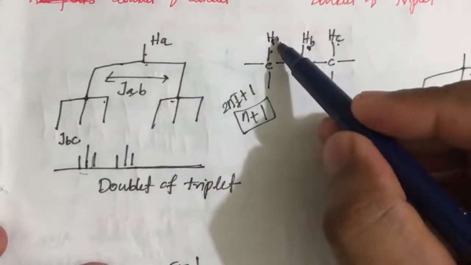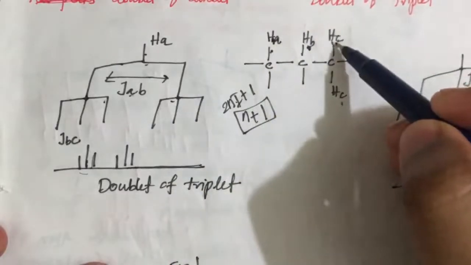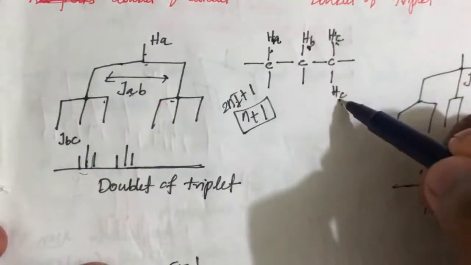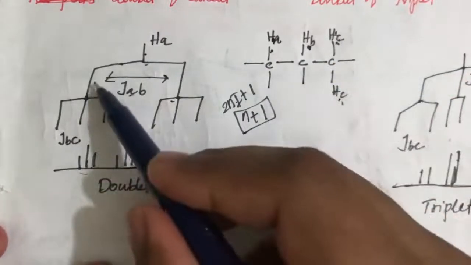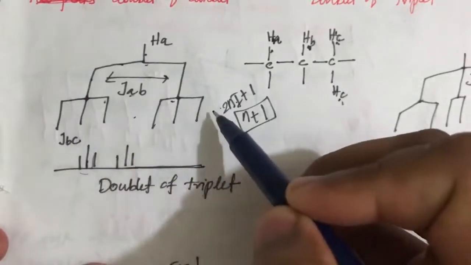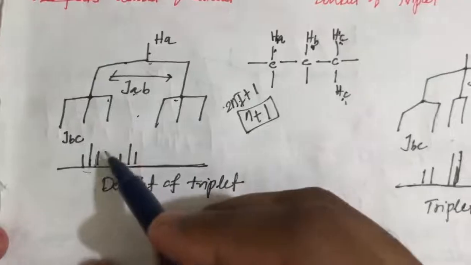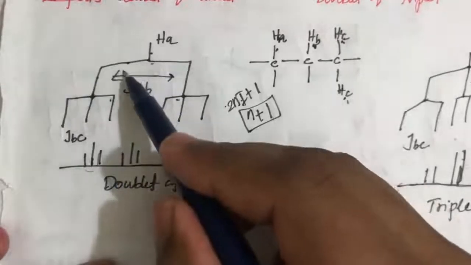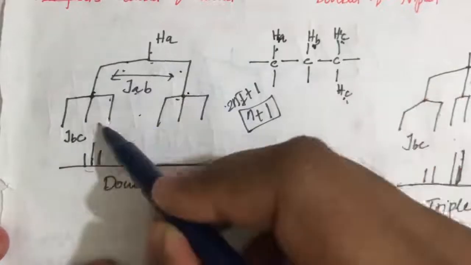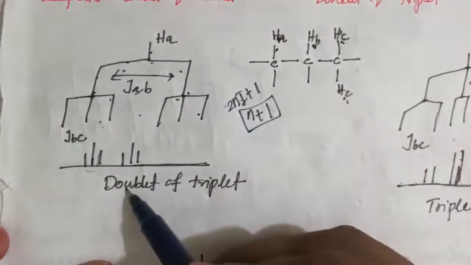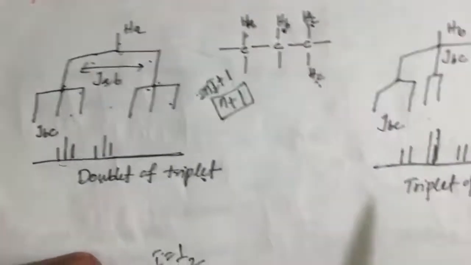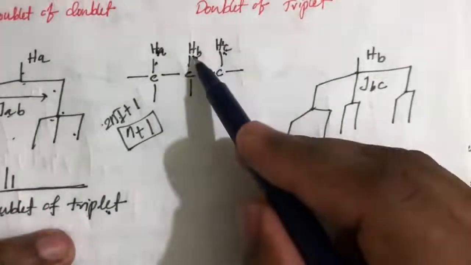Now this HA is coupled with HC, so we have 2 HC, so each peak splits into 3. That's why it is a doublet of triplet. First it is split into 2, then again split into 3. That is called a doublet of triplet. Ready. Now we can analyze the peak of HB.